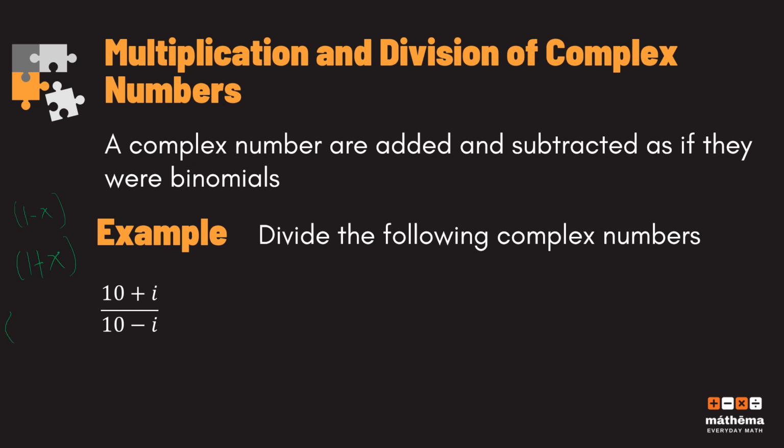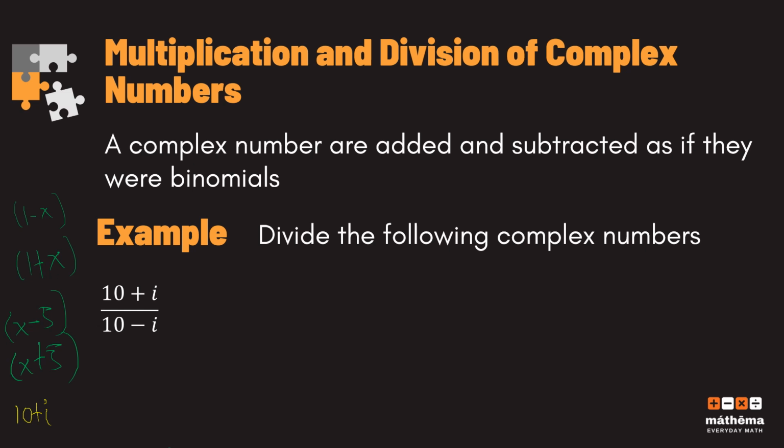The same with x minus 5. The conjugate will be x plus 5. So basically, we are just going to change the sign. So in this example, our denominator is 10 minus i. So what is the conjugate of 10 minus i? Right? So again, the conjugate will be what? 10 plus i. Very good.